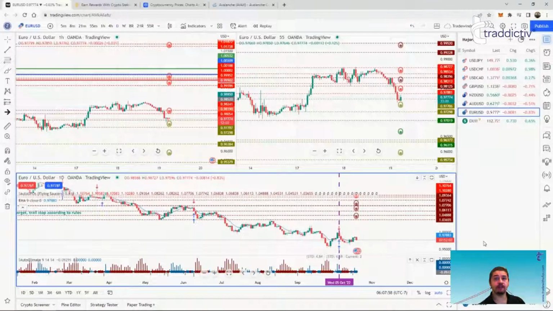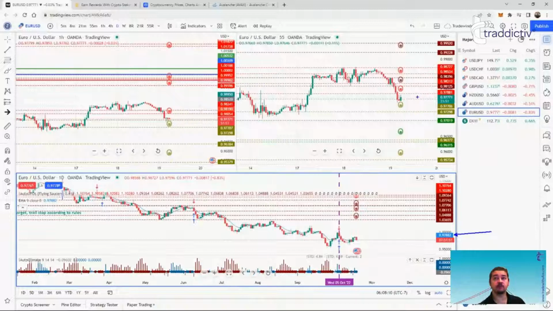Looking at it right now, we have current price being around this 97.77 area. Our moving average though is at the 97.882 area. So this one is, I would say, fairly close. It's a little below the moving average, therefore it's trading below the moving average.